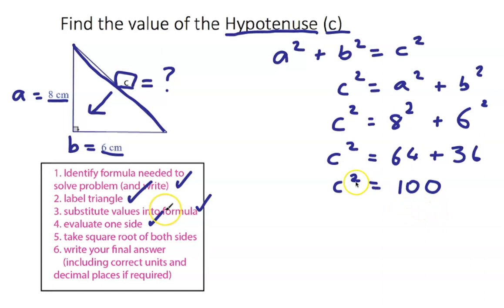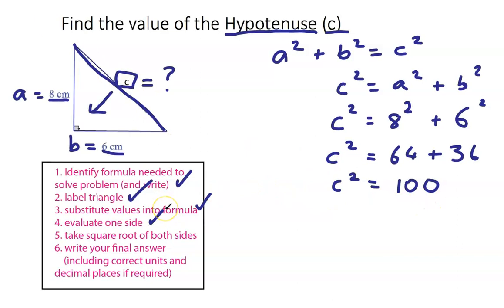So we've got c squared equals 100, but you'll notice if we have a look at the triangle, we've been asked to find c, not c squared. So now what we need to do is take the square root of both sides. We need to take the square root of both sides because the opposite of squaring something is the square root. Okay, because the square root and the squared are opposites and they will cancel out.